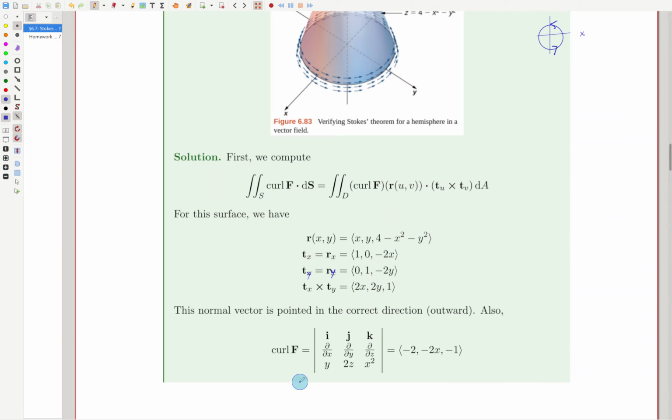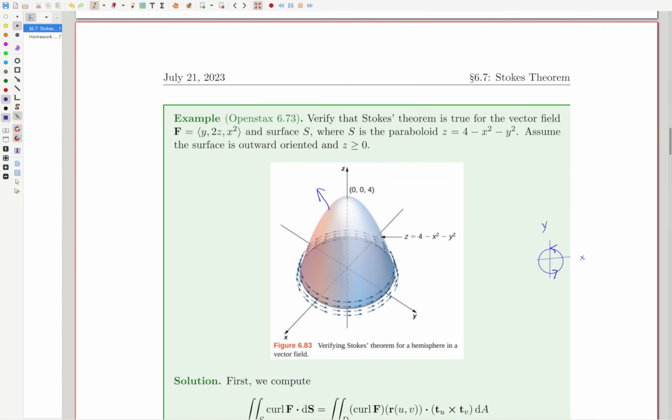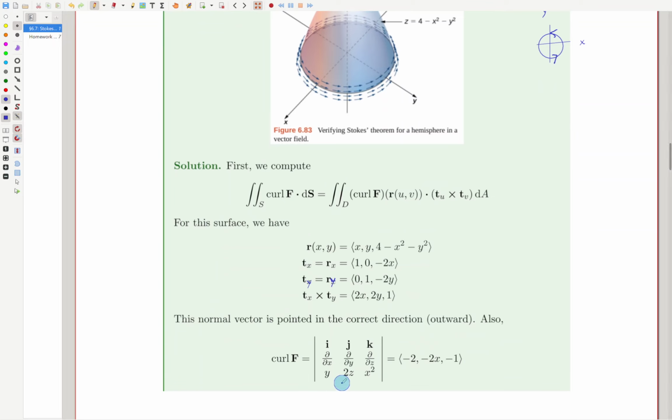Also, we need to compute the curl. That is comprised of setting the first row to i, j, k, the second row to the partial derivatives, and the last row is the vector field that we're taking the curl of. The vector field was y squared, z, and x squared. And then you go ahead and compute these.